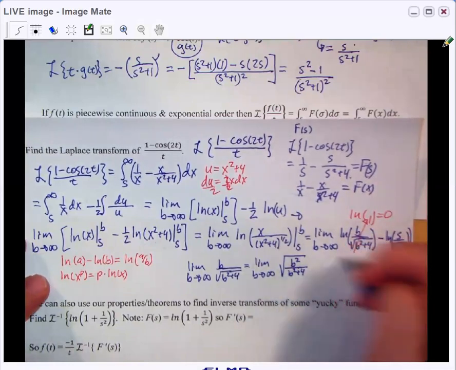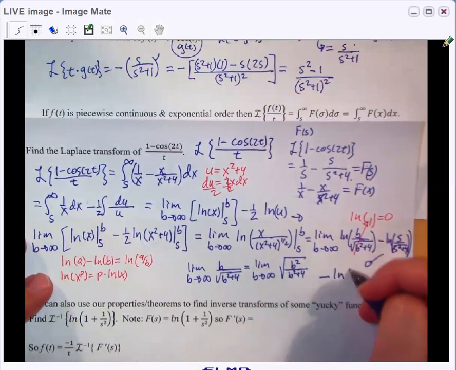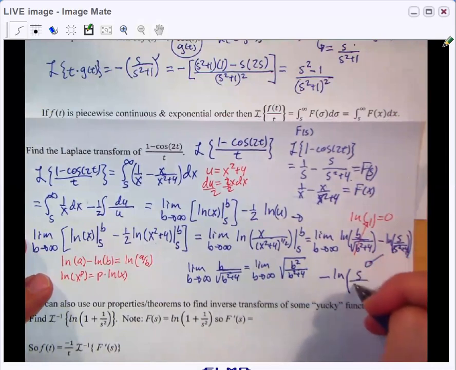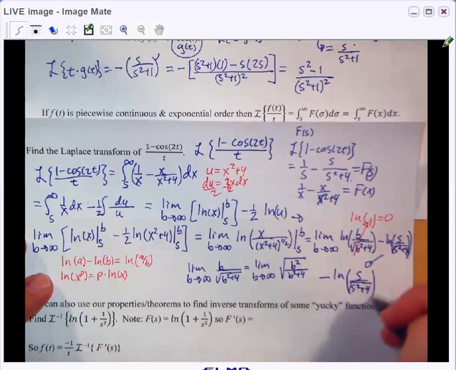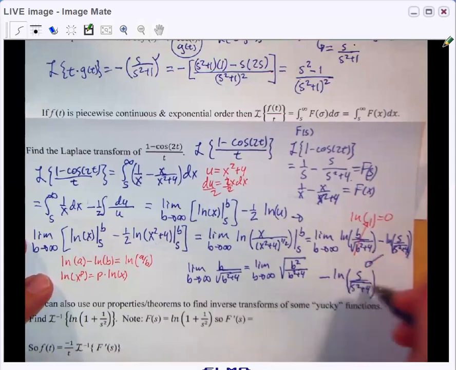So our final Laplace transform then works out to be negative natural log of s over square root of s squared plus 4. But we could even use this negative, that's a negative 1, and bring it in as a power here and write that as natural log of square root of s squared plus 4 all over s.